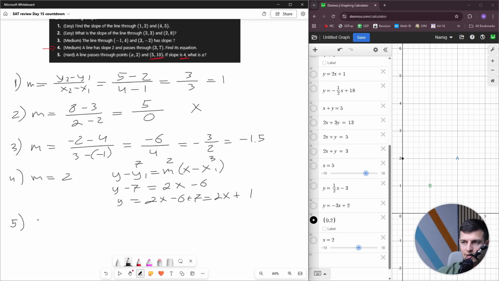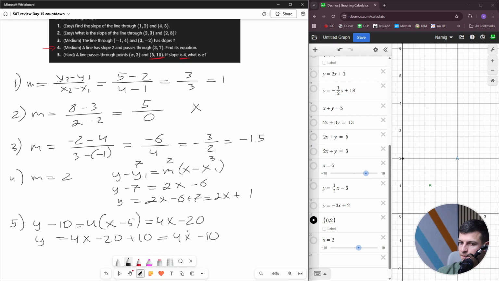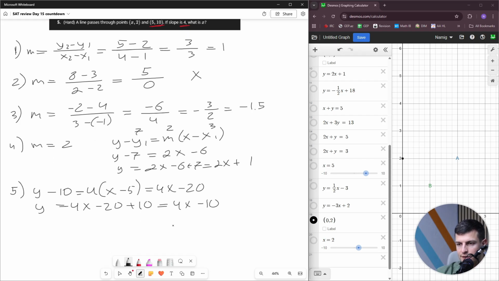Again, step 1, I'm going to find the equation of the line. So slope is 4, so y minus 10, because y1 is 10, equals 4 times x minus 5. Open the brackets, 4x minus 20. So y is going to be equal to 4x minus 20 plus 10, and that's going to be 4x minus 10. So that's my equation of the line. Now, are we done? No, we're not.